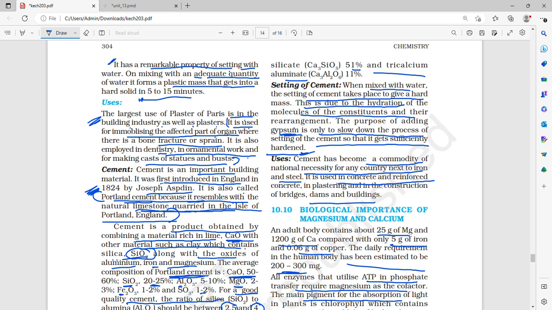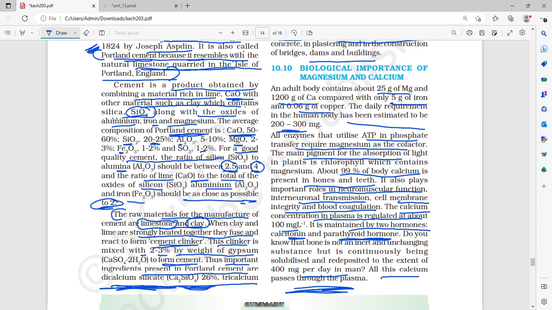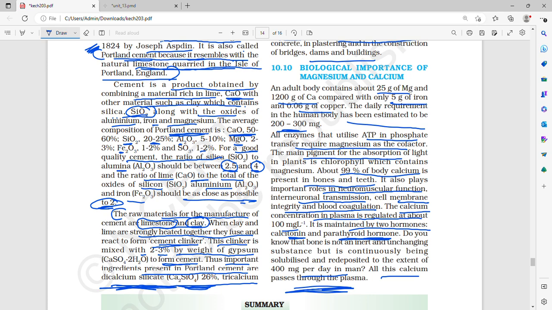So when you mix the water with cement, setting takes place to give a hard mass. Why does this happen? This is because of hydration of molecules of the constituents and their rearrangement. The purpose of adding gypsum is to slow down this process so that it gets sufficiently hardened. Cement has become a commodity and national necessity for any country next to iron and steel, and it is used in concrete and reinforced concrete, in plastering and construction of buildings, bridges, dams, etc.